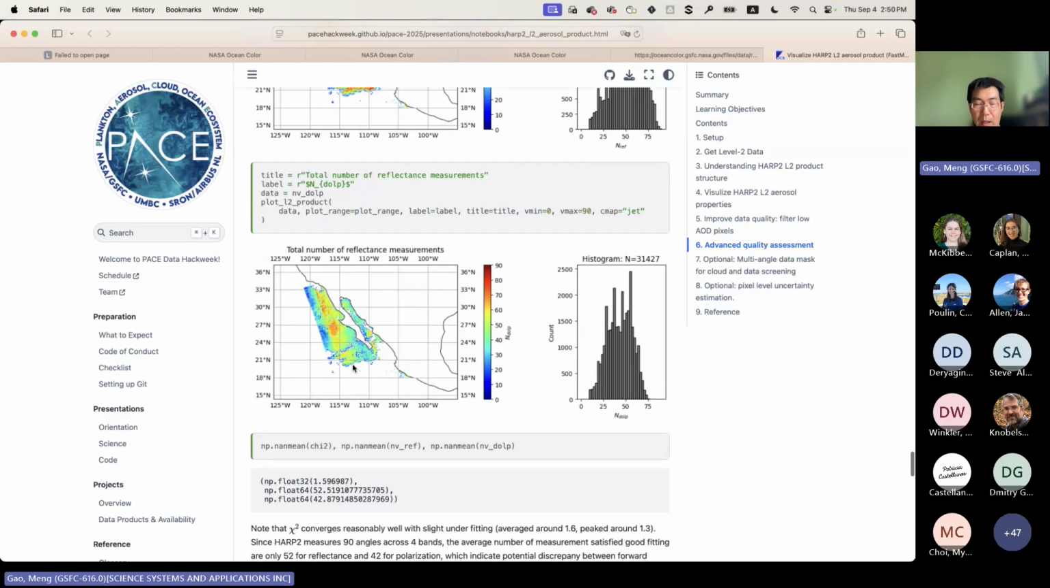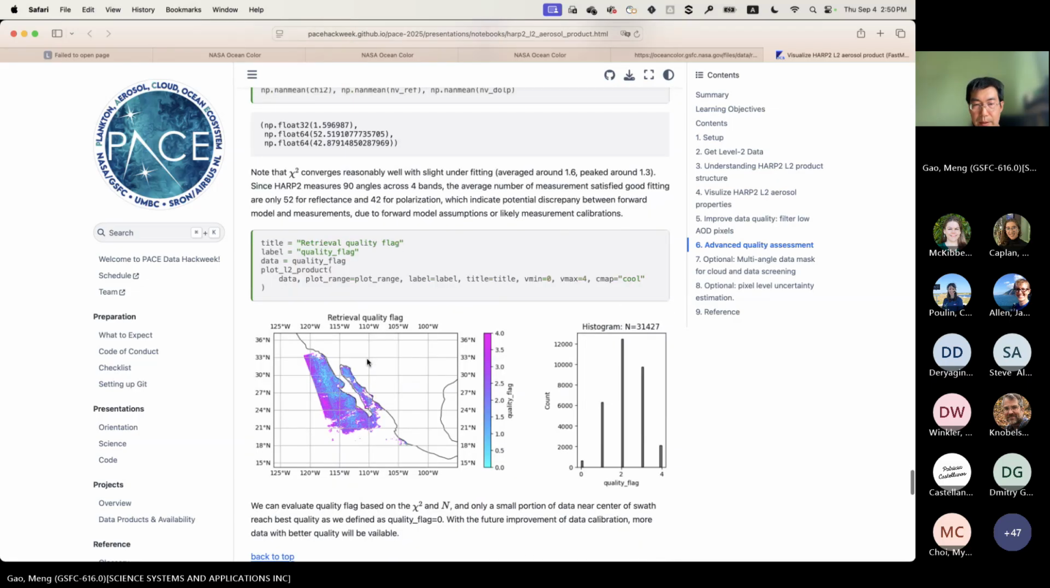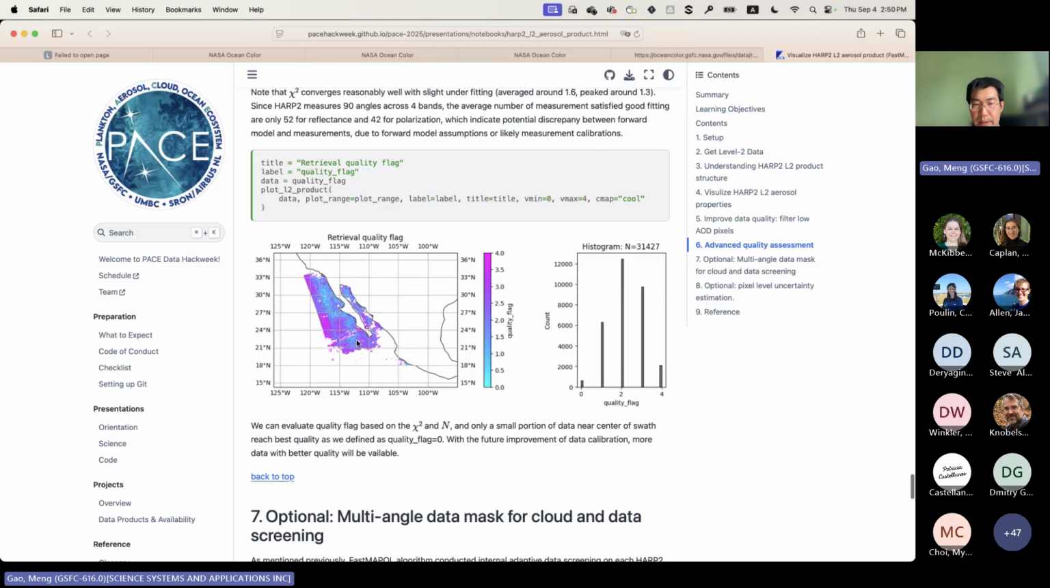For the polarization part, you can see we also have some spatial dependency. We also have more challenge to fit polarization. And currently, we feel maybe this will explain why we see some bias in the level 2 product, because of this challenge to fit the polarization measurement, but it is still under investigation. And also the quality flags here.